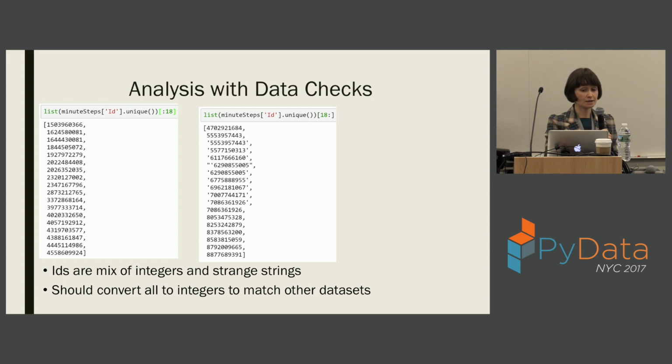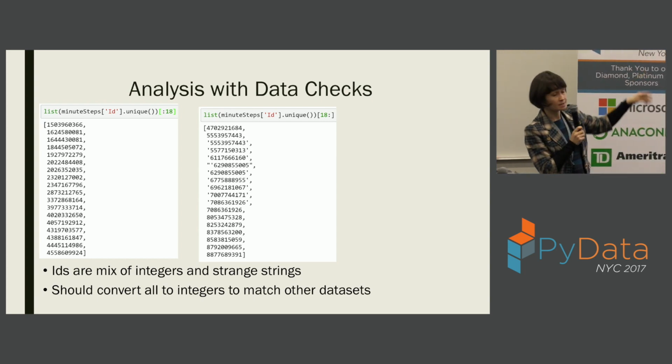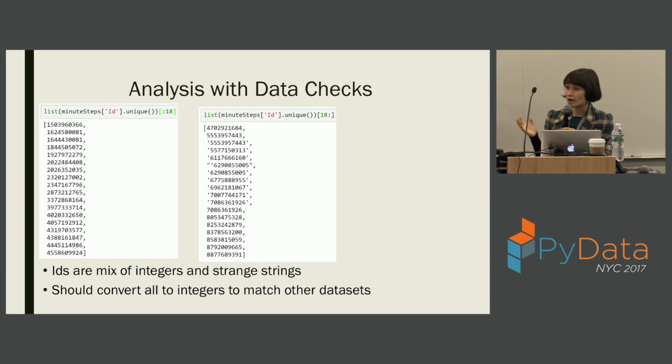So first things first, look at the IDs and see what may be wrong with them. This minute steps is where the problem is. And if you look at them, you can see that some weird things start happening in the second column, where you have some weird strings with additional characters appearing. And that's what's causing the problem. So we need to clean this up.